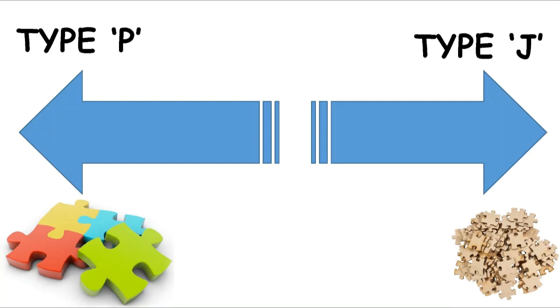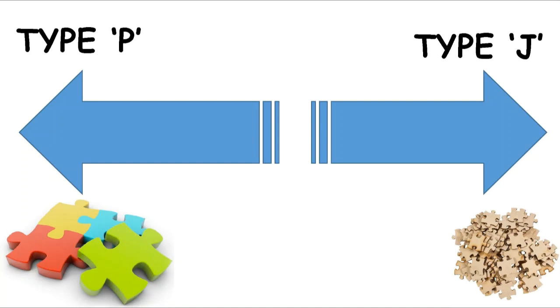But there are two types of readers, and as such, I think it's really important to understand that there is a spectrum of comic book readers when it comes to things like continuity and understanding reading guides. Type P readers are way at one end, and type J readers are at the other end. And most of us fall somewhere in between.